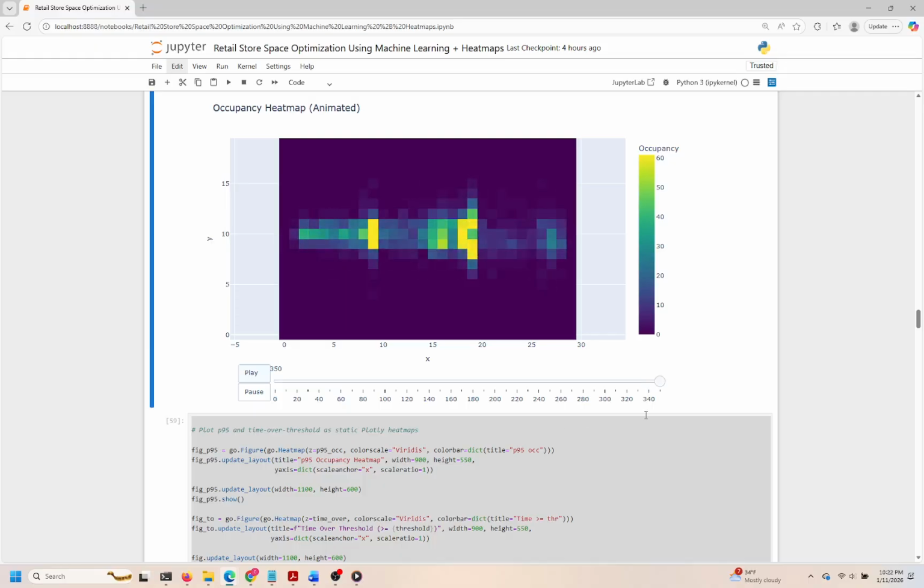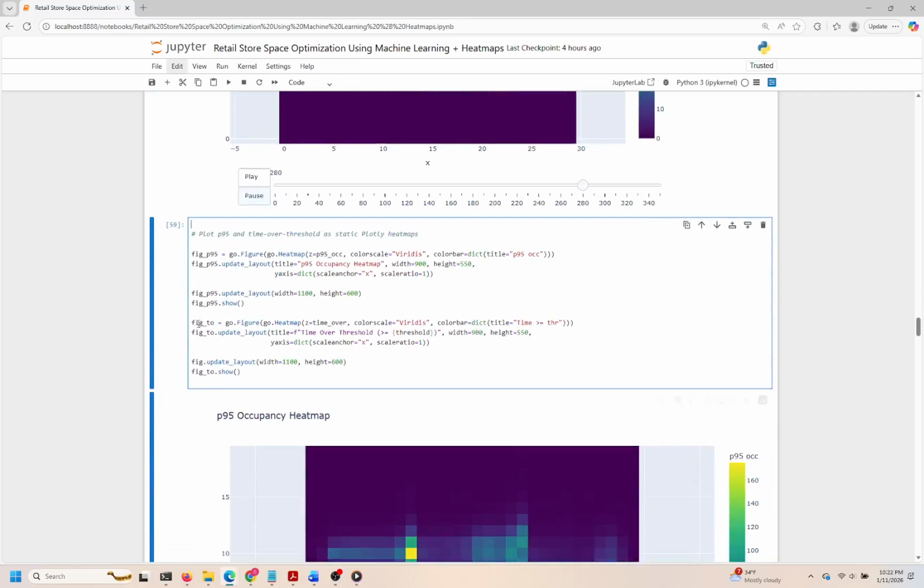The first part of the code constructs a heat map to represent the 95th percentile occupancy values, referred to as P95. The heat map uses a color scale called viridis, which provides a clear visual representation of the data intensity across different dimensions. The accompanying color bar ensures that viewers can easily interpret the scale, while the layout adjustments give it a polished appearance. By establishing a fixed aspect ratio with the y-axis anchored to the x-axis, we maintain a consistent perspective, beneficial for comparing values directly.